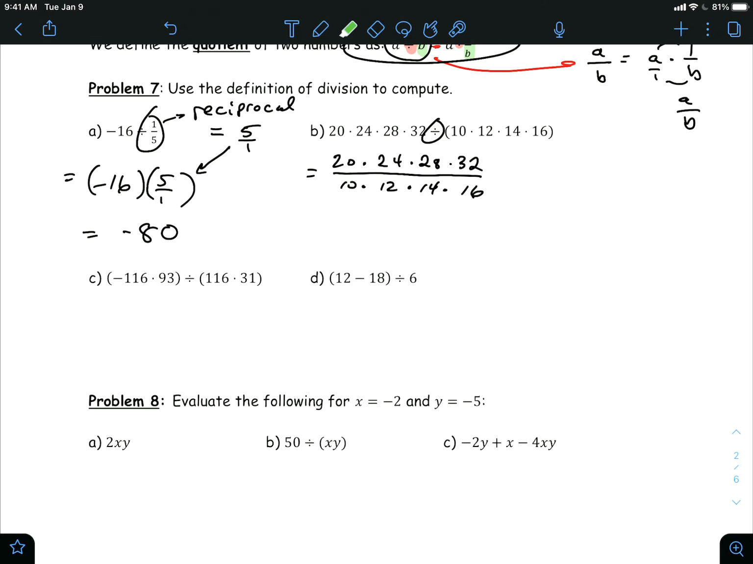This question just naturally got worked out. It was written nicely for you. You must be careful if there's plus minuses, but there are no plus minuses here. So you can just look vertically up and down. What's 20 divided by 10? 2. 24 divided by 12? 2. 28 divided by 14? 2. What is 2 times 2 times 2 times 2? 2 and 2 is 4, times another 4.